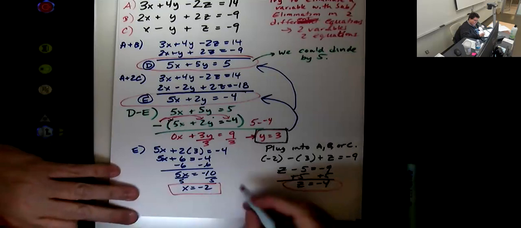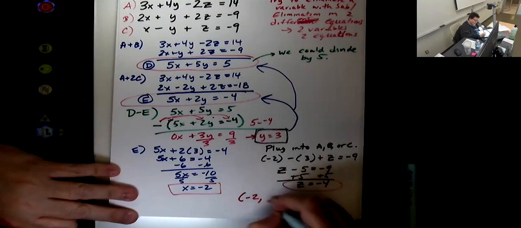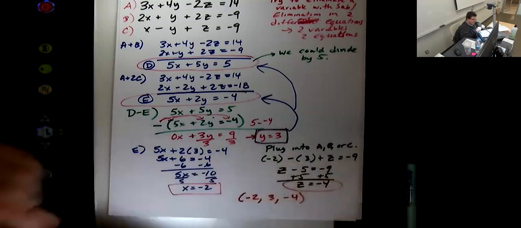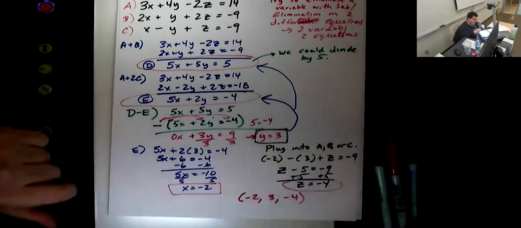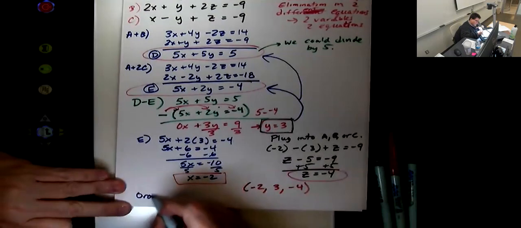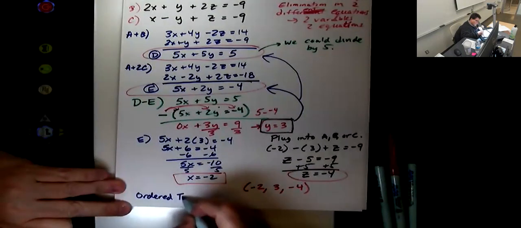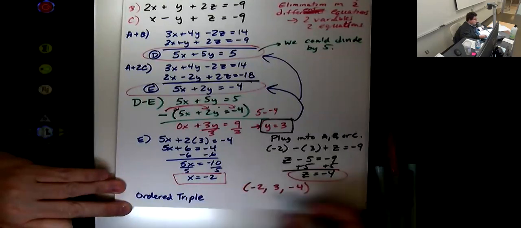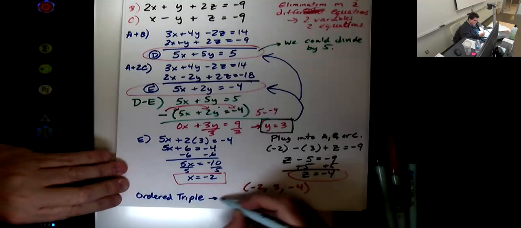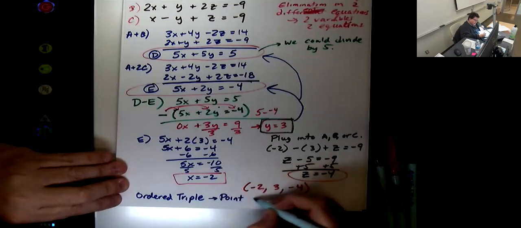And we end up with negative 2, 3, negative 4, which is called an ordered triple. It represents a point in 3D space.